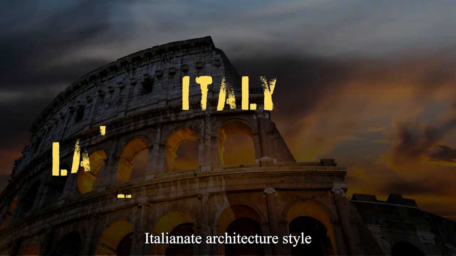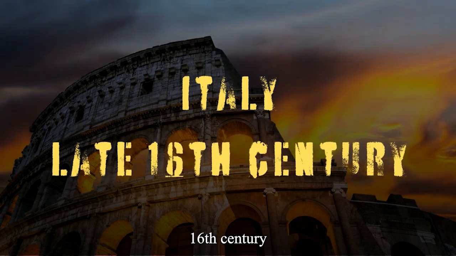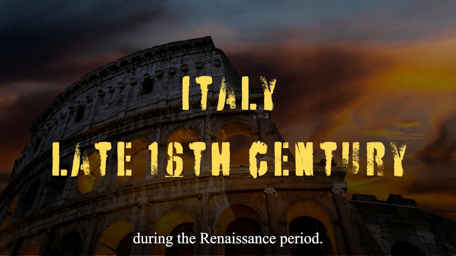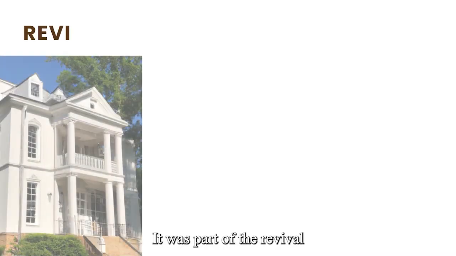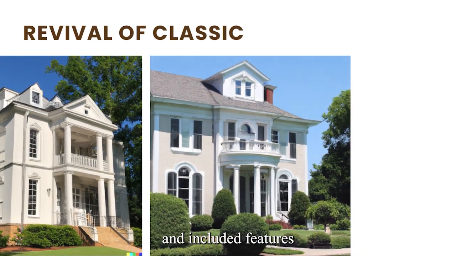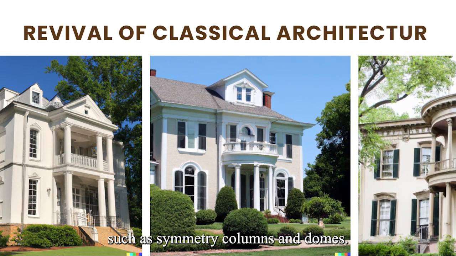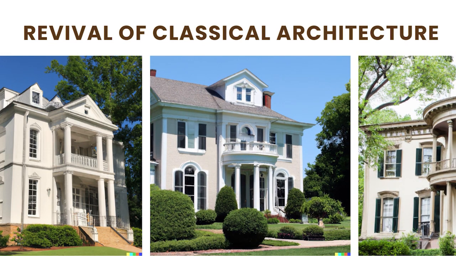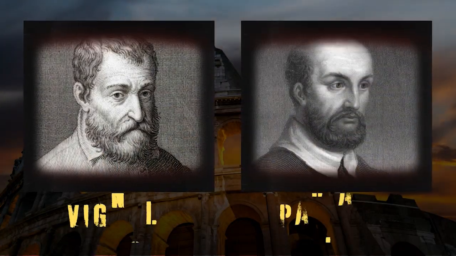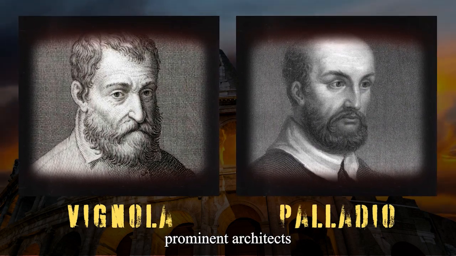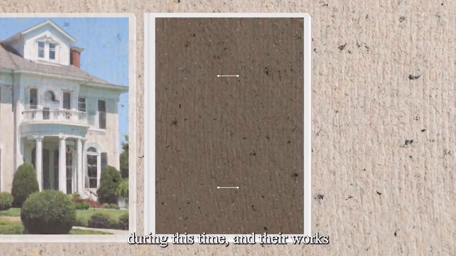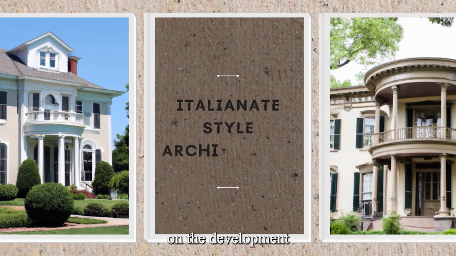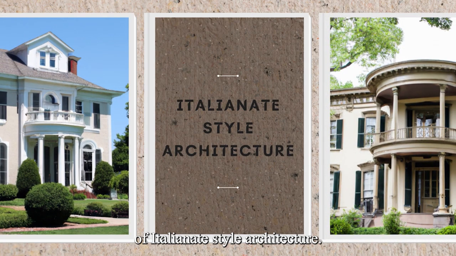Italianate architecture style originated in Italy in the late 16th century during the Renaissance period. It was part of the revival of classical architecture and included features such as symmetry, columns, and domes. The Italian architects Vignola and Palladio were some of the most prominent architects during this time, and their works had a significant influence on the development of Italianate-style architecture.